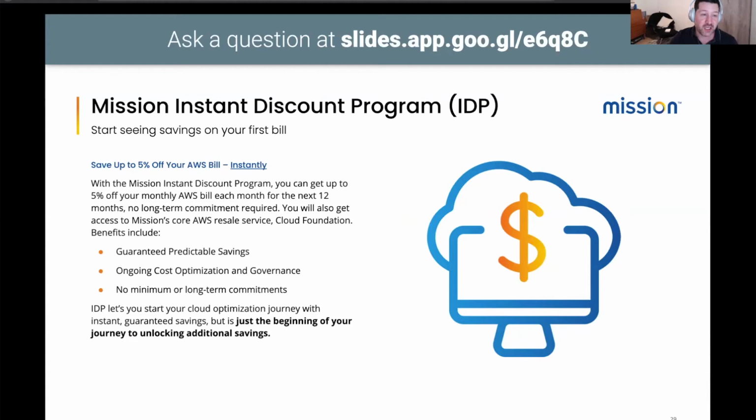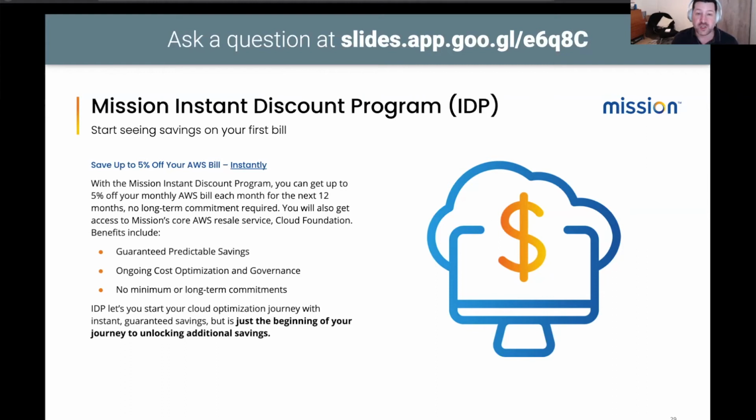If you're looking to cut your costs right now, as a starting point, we've launched this program where you can join up, and it's based upon that Cloud Foundation program. Again, zero cost. We can give you up to 5% off of your AWS bill immediately for 12 months. No commitments, no long-term anything. For most customers, a lot more savings are possible, but this is a guaranteed win with no effort. You just get that right away.